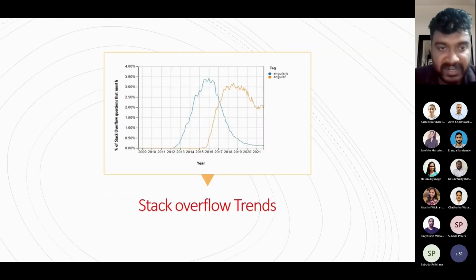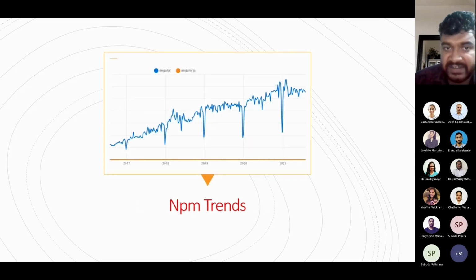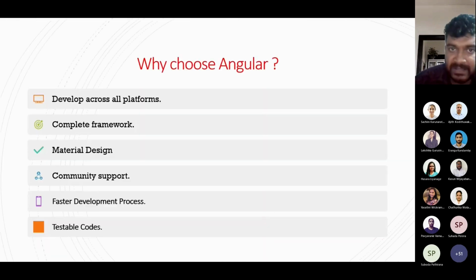This is the Stack Overflow trends chart. On the x-axis, you can see the year. On the y-axis, you can see the number of Stack Overflow questions per month. You can see AngularJS dying, while Angular maintains its stability. In the NPM trends also, you can see very few NPM downloads for AngularJS, while Angular is increasing in popularity. Okay, now you have some idea about what Angular and AngularJS are.